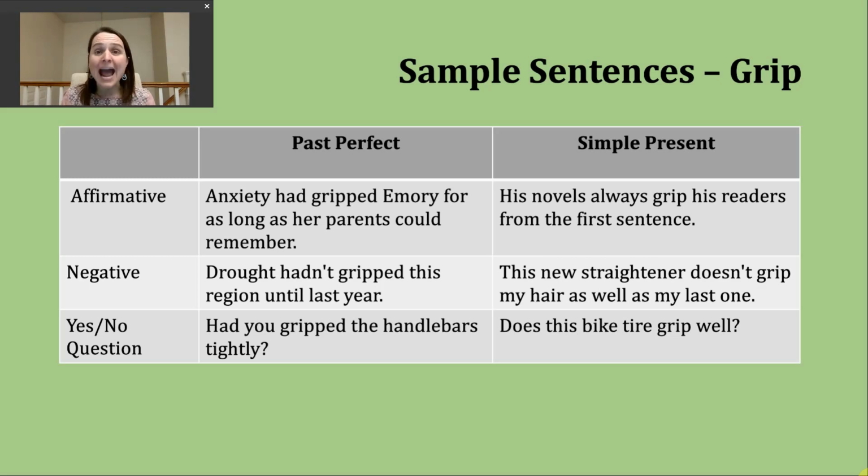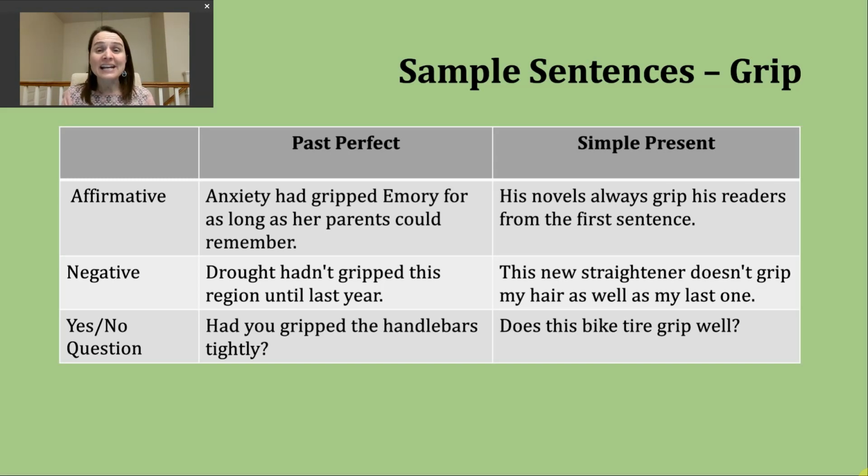To make the past perfect, I need two parts to my verb. I'm going to use the past form of have, which is had, and then I use the participle form of my verb. And because grip is a regular verb, my participle and past tense are the same. Okay. Let's take a look at an affirmative sentence. Anxiety had gripped Emery for as long as her parents could remember.